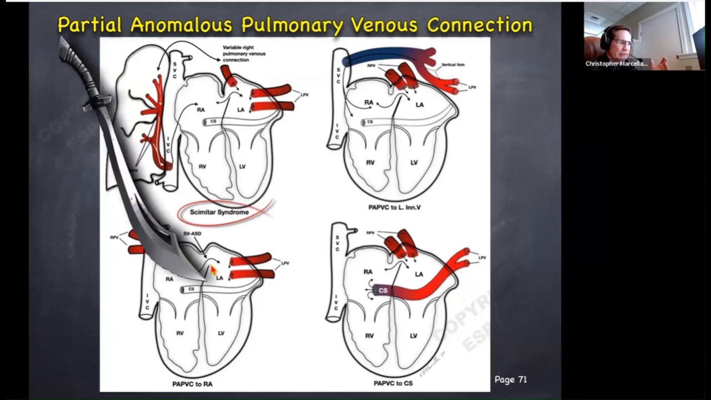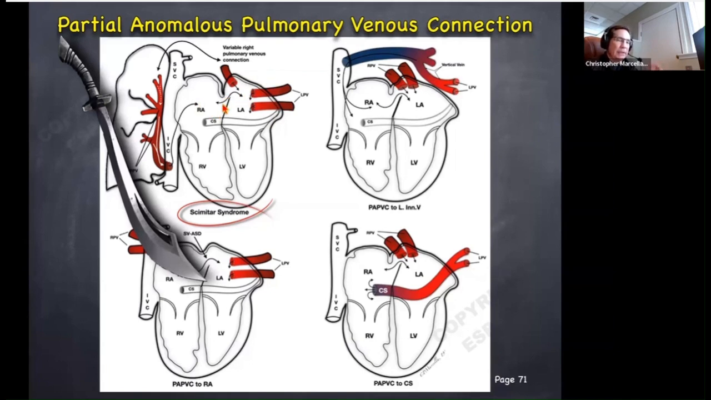And they call it scimitar syndrome because on X-ray and angiography, it looks sort of like a scimitar sword. That's where you have either one or two lobes of the lung, usually the right lung, draining anomalously into the IVC area. And then you'll have probably normal left veins and maybe even one normal right vein coming to the left atrium.